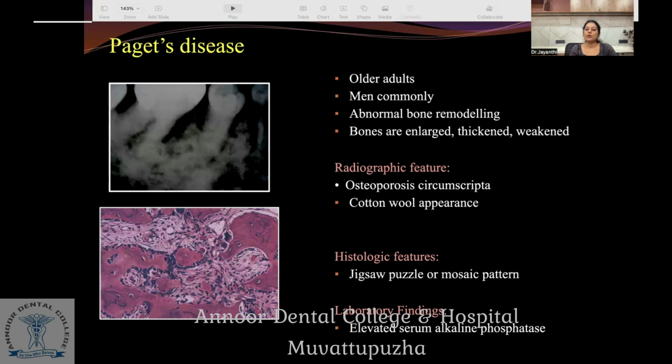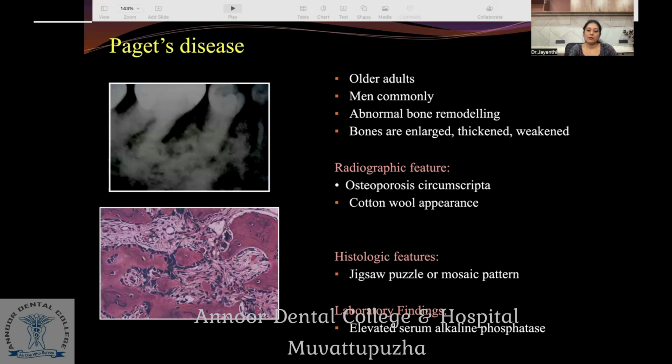And you need to also understand that in Paget's disease, you can have only one single bone that is affected, which you call a monostotic type, or in rare cases, you also have multiple bones that are affected, which you call a polyostotic type. And it is very, very commonly seen in older adults.